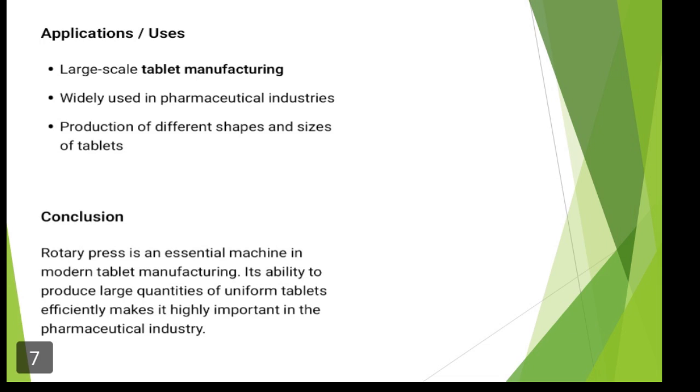Conclusion. Rotary press is an essential machine in modern tablet manufacturing. Its ability to produce large quantities of uniform tablets efficiently makes it highly important in the pharmaceutical industry.